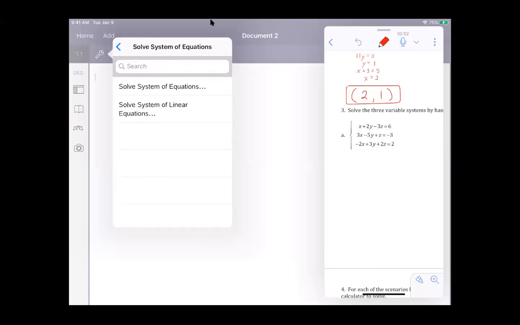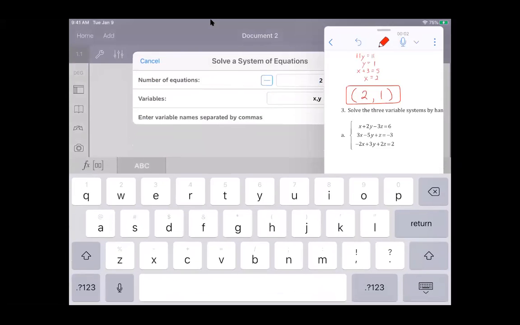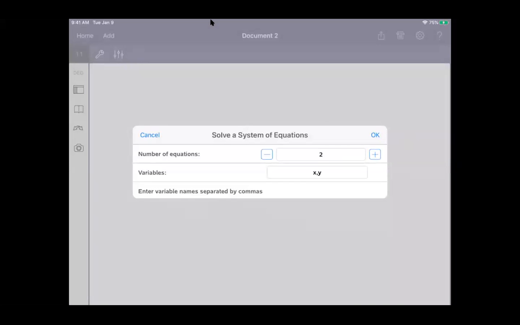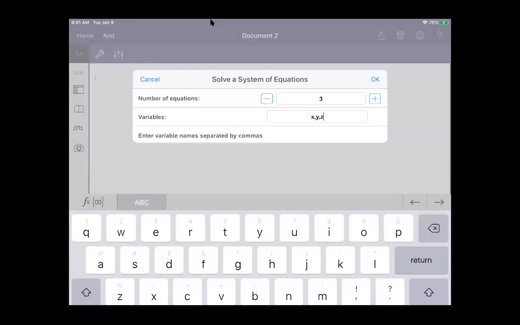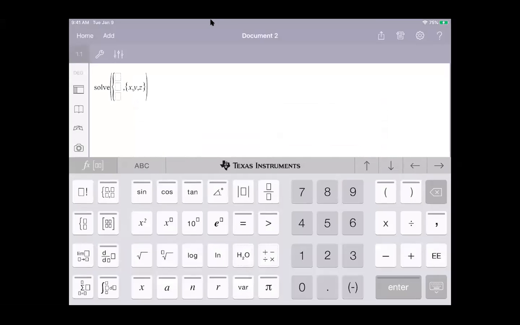And oftentimes we have 2x2 systems. So that would be like the second choice where it says solve a system. But I'm gonna hit the top one. You know, we are doing 3 equations. Sorry, I gotta get some stuff out of the way here. All right, there we go. So I have 3 equations and it's gonna automatically say X, Y, and Z. I'll hit OK. And notice what it pulls up here in the box.